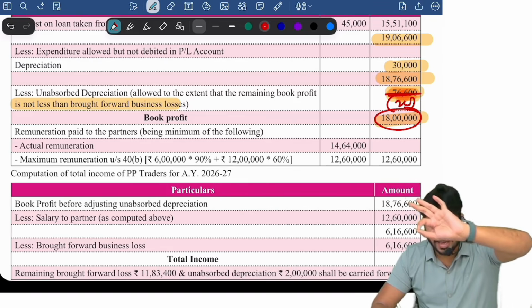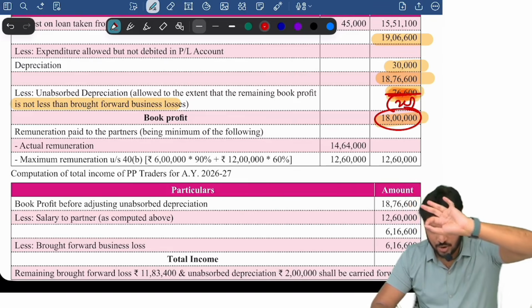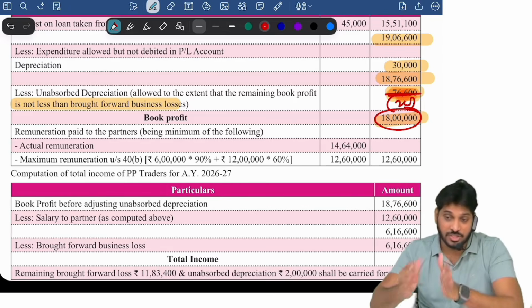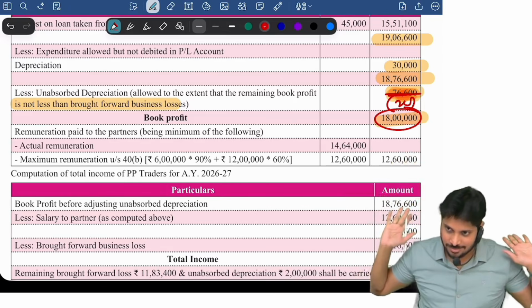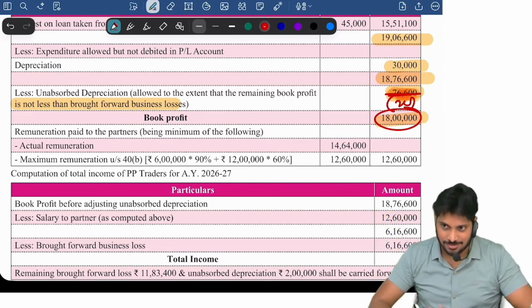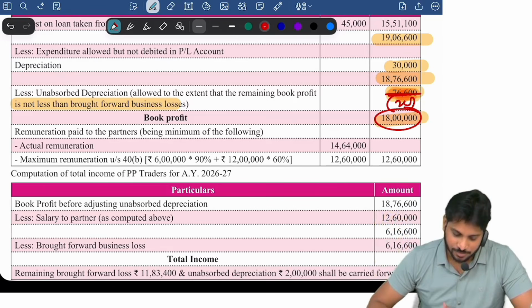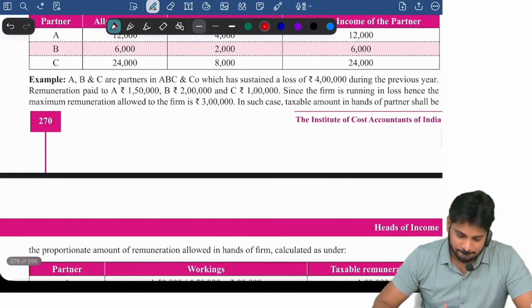Even interest on capital should be reduced, maximum 12. Then what you get is book profit. Book profit is always a working note. That's not the main answer. Able to understand? That's it. That is something wrong.